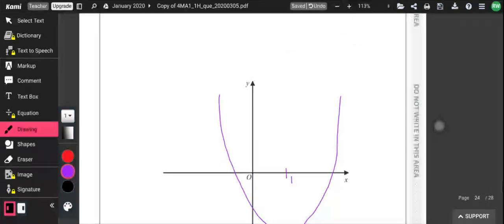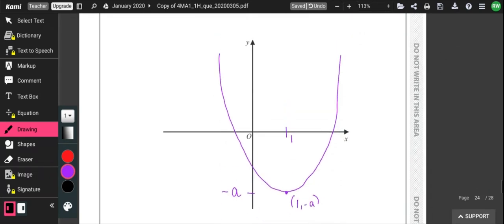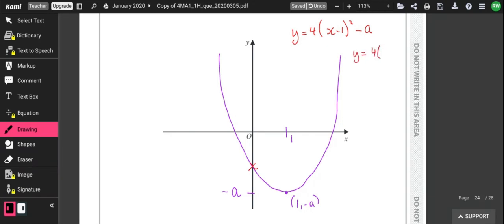So our original equation was y equals 4 brackets x minus 1 squared minus a. So we need to now find the y-intercept when x equals 0. So y is equal to 4 lots of x is 0 minus 1 squared minus a. So that's going to be 4 minus a here. So that is the coordinate 0, 4 minus a.